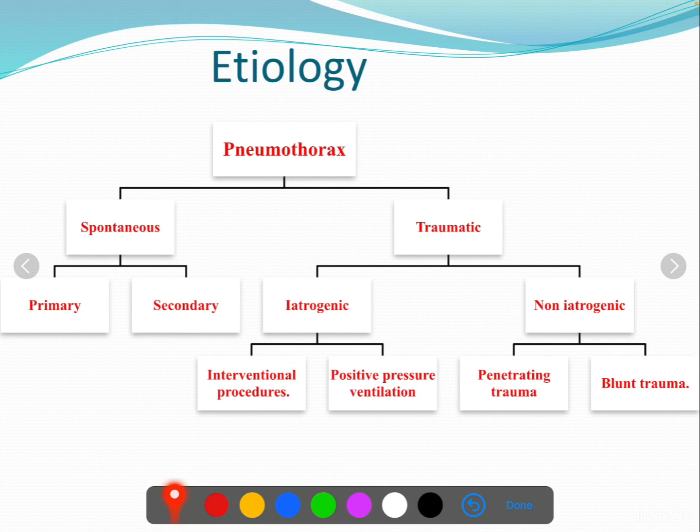Iatrogenic pneumothorax is because of interventional procedures like central venous catheters, or when we aspirate the pleural fluid, and it could be due to positive pressure ventilation also. In non-iatrogenic, it could be due to penetrating trauma, like a gunshot wound or any incised wound, or it could be due to blunt trauma, like rib fracture or any other blunt trauma.